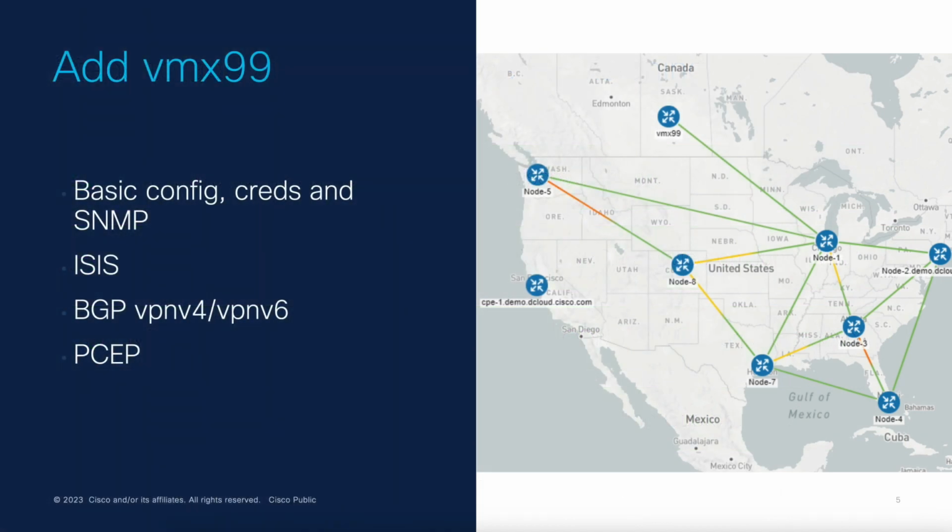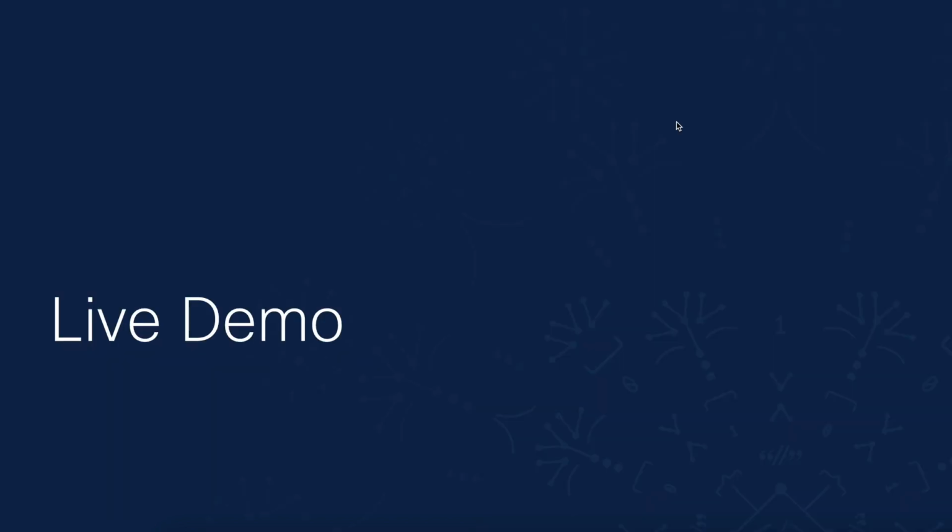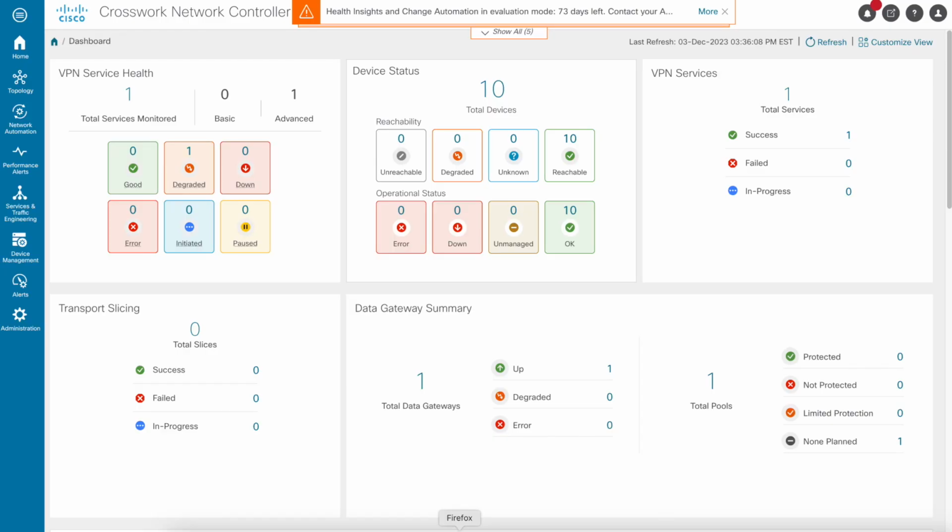So when we added a VMX, we called it VMX 99, a virtual Junos router in this topology, and all of the other routers are IOS XRv 9000s, right? So you can see that we have the topology discovered, and the way this works is that we basically configured ISIS and BGP and PCEP. So let's go to the live setup.